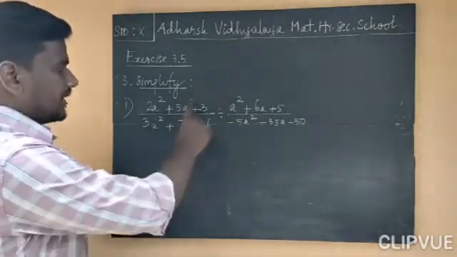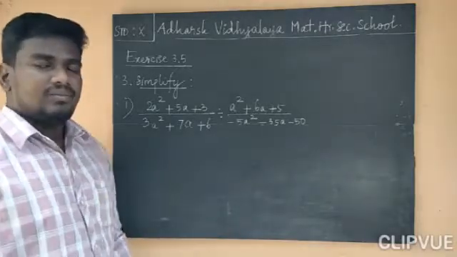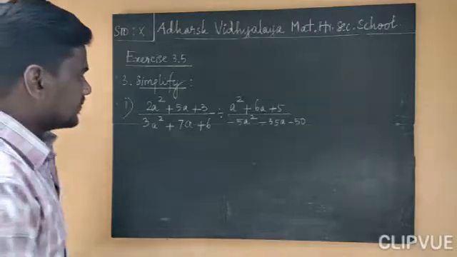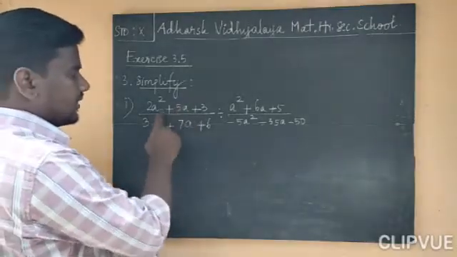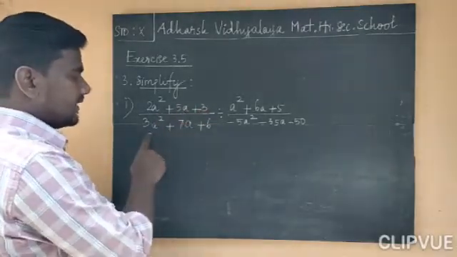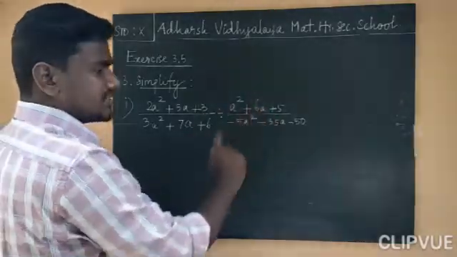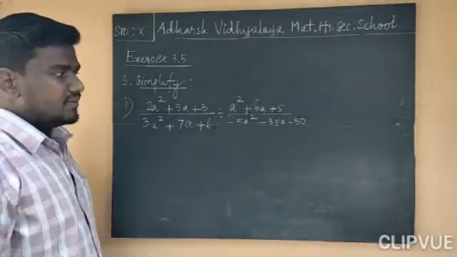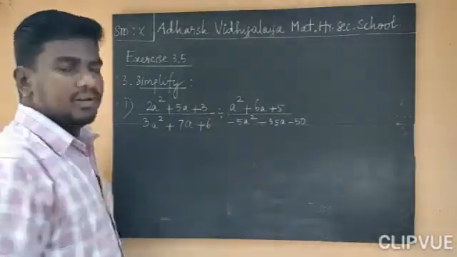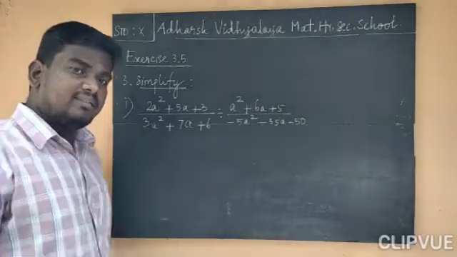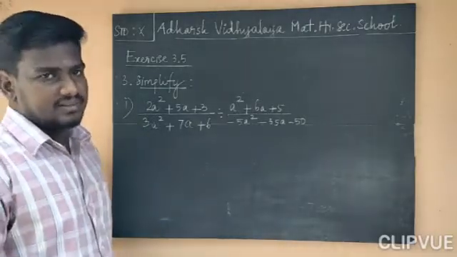The question gives two rational expressions. We are going to divide the first rational expression by the second one. The first one is 2a square plus 5a plus 3, divided by this rational expression, 3a square plus 7a plus 6 divided by... Better we find the factors of the given polynomials. One by one I am going to find the factors. After finding the factors, we can substitute and get the result.